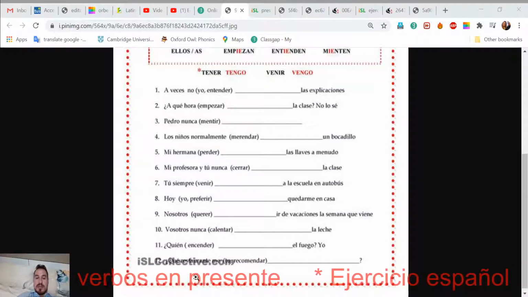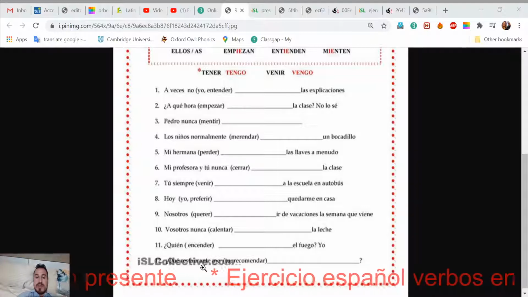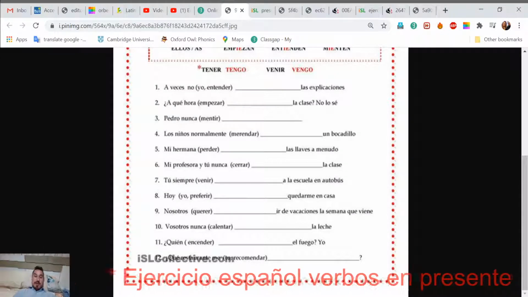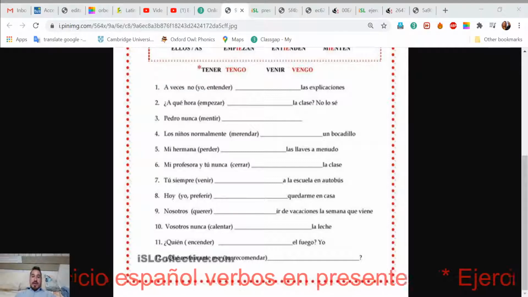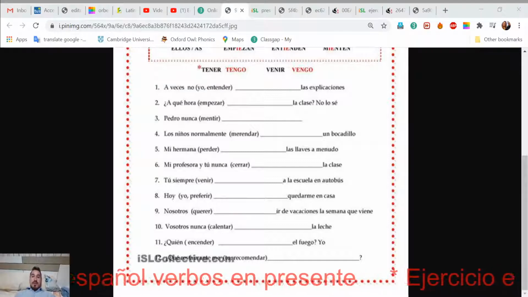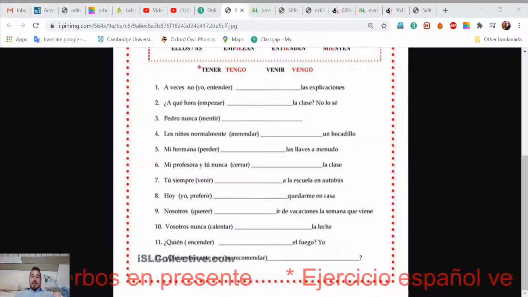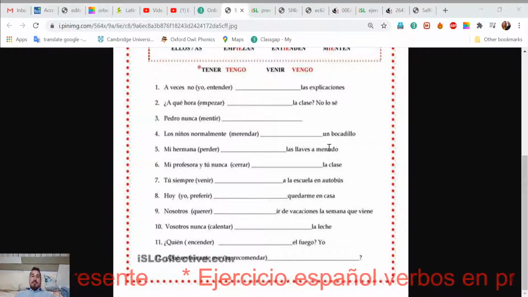And last one, it's not clear. So I'm gonna read it. ¿Qué restaurante me recomiendas? Let me type it. Oops, sorry. So, ¿qué restaurante me recomiendas? Okay, so what restaurant do you recommend me?